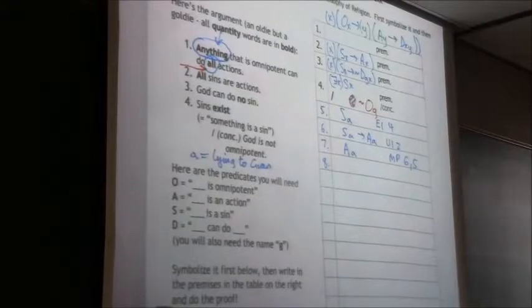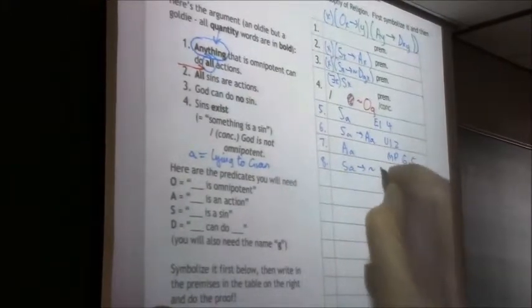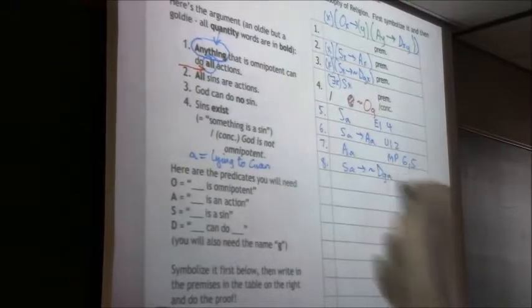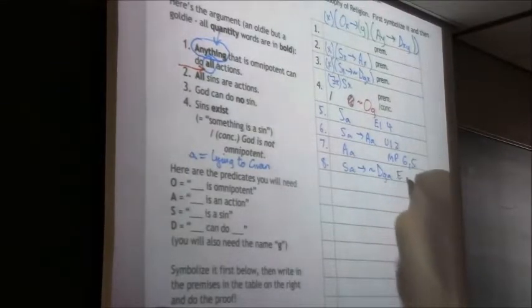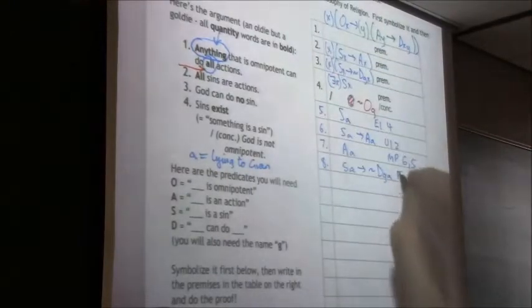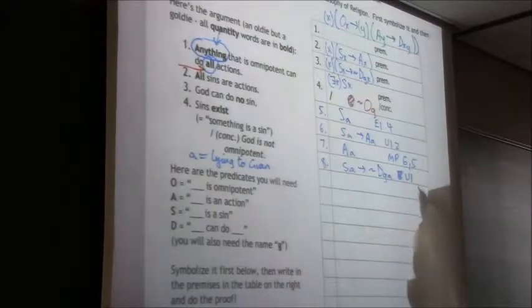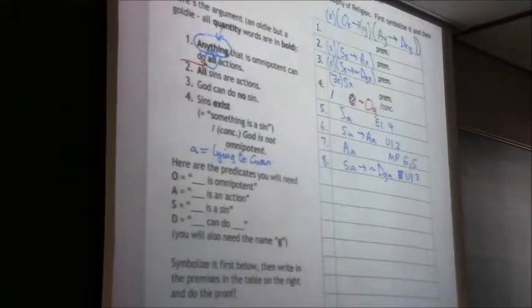SA and not DGA. How'd you get that? Existential. No, not existential. Oh, universal. So universal instantiation. What line? 3. What does that mean in English?